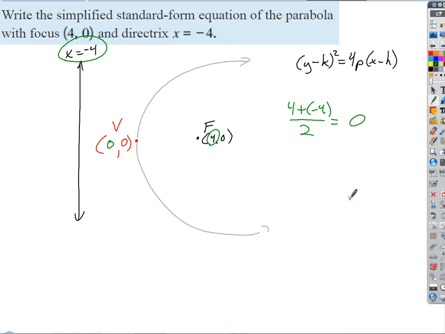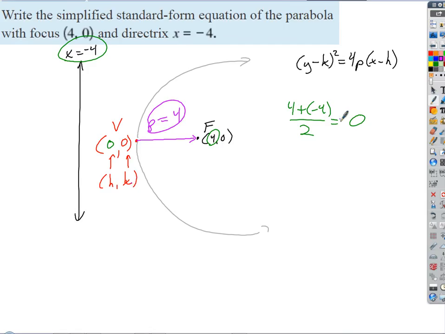So that tells me that those are the values of h and k. h is 0 and k is 0. And then remember that p is the length of the arrow or vector that starts at the vertex and moves to the focus. This arrow is pointing to the right, and so that's the positive x direction, so p is positive. And how far is it from (0, 0) to (4, 0)? My x value is changing by 4, so the length of that vector is 4. So p is 4, h is 0, k is 0.